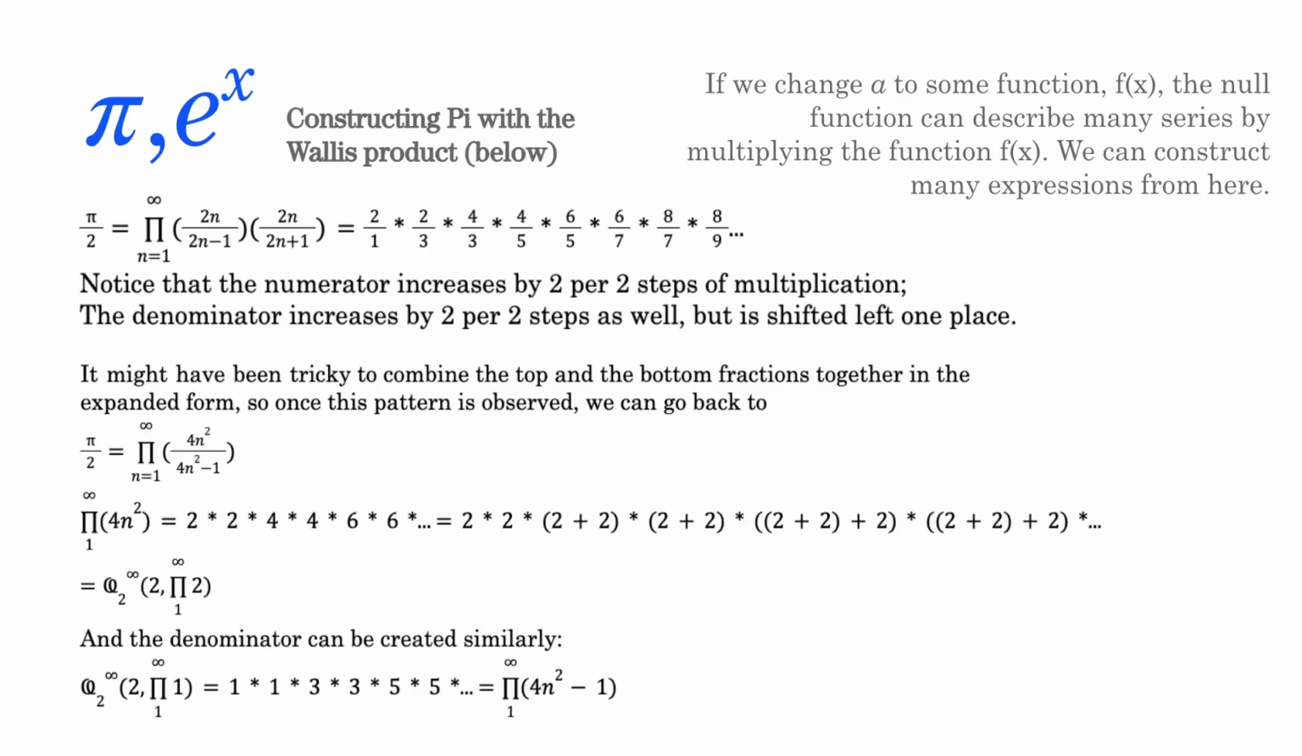The original form involves a product of 4n squared over 4n squared minus 1, which is 2 times 2 times 4 times 4 times 6 times 6, etc. We can convert this to a staircase of step length 2 and step height of 2, which is 2 times 2 plus 2 times 2 plus 2 times etc., which equals this. The denominator is only 1 away, so it has a 1 instead of 2.